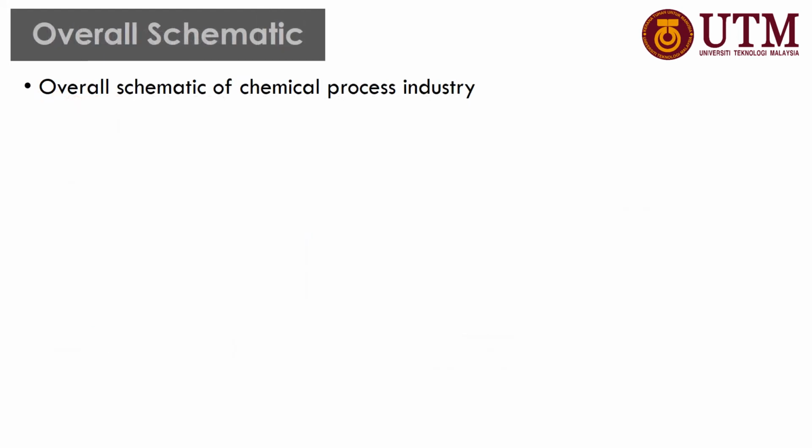Okay, so now let's discuss the overall schematic of the chemical process plant or chemical process industry. Of course, we need to have an input. We need to have a feed. This feed can be a single component, it can be a mixture of components, or we can pre-mix this feed before we feed it into this process, what we call reaction.